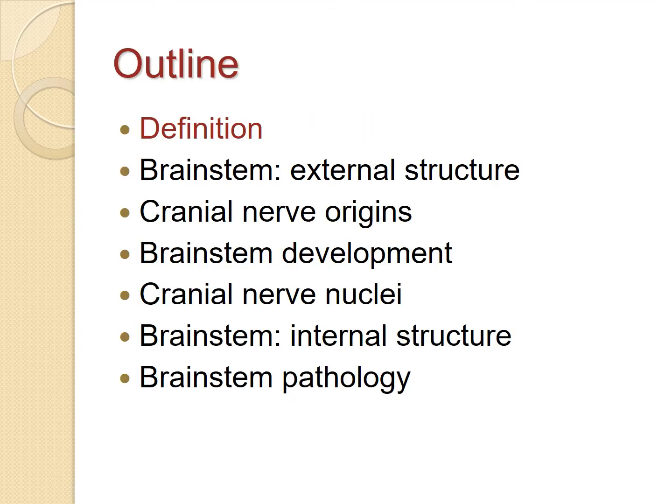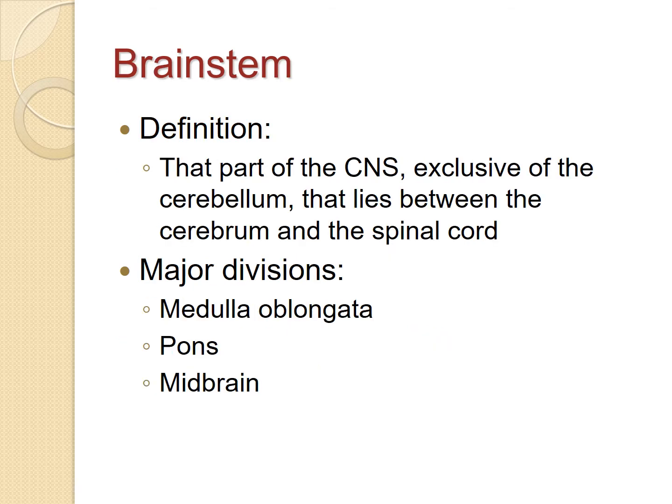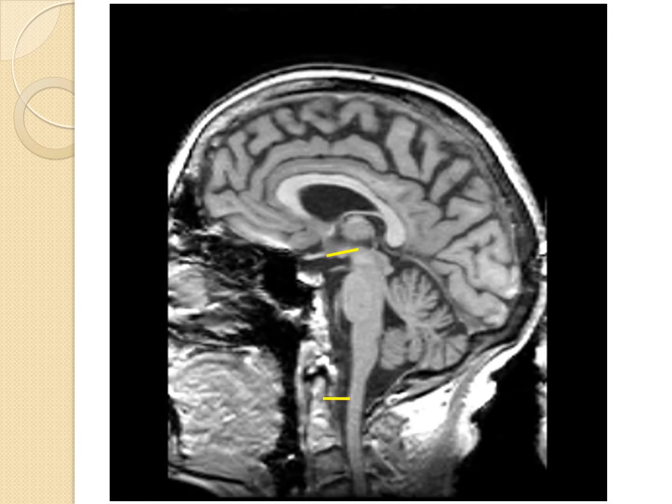Here is the outline for today's video. So to begin with, we have the definition of brainstem, which is the part of the CNS which lies between the cerebrum and the spinal cord, and it doesn't include the part of the brain which is the cerebellum. And we split it up into three major divisions. We have the medulla, we have the pons, and the midbrain. So if we look here, the parts between the yellow lines, this is all your brainstem, and your brainstem lies between the cerebrum and the spinal cord in the posterior fossa of your skull.